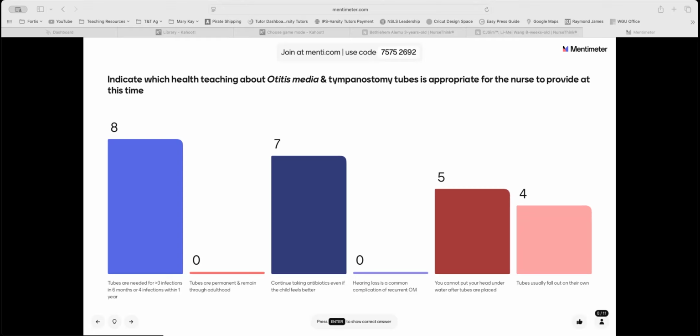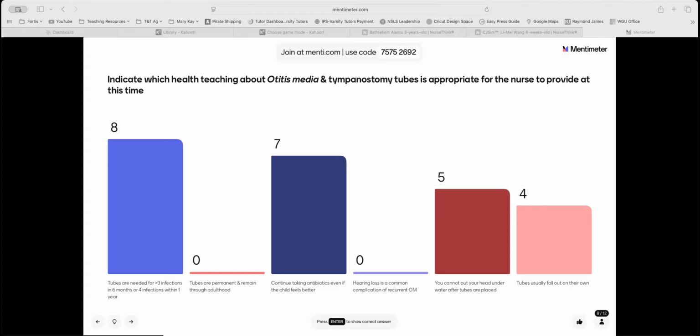Conductive hearing loss is going to be the most common hearing loss that comes with otitis media. So parents need to be aware of that and monitoring for that tympanic membrane acting like that brick wall and not letting the sound through. And then tympanostomy tubes are not permanent. So they get pushed out by the eardrum within 8 to 18 months after placement.